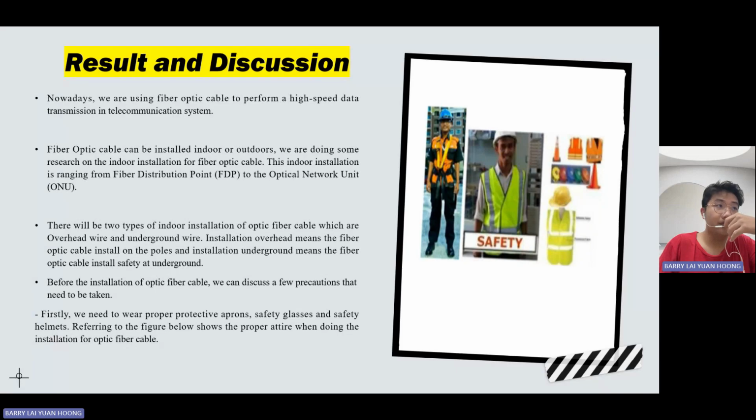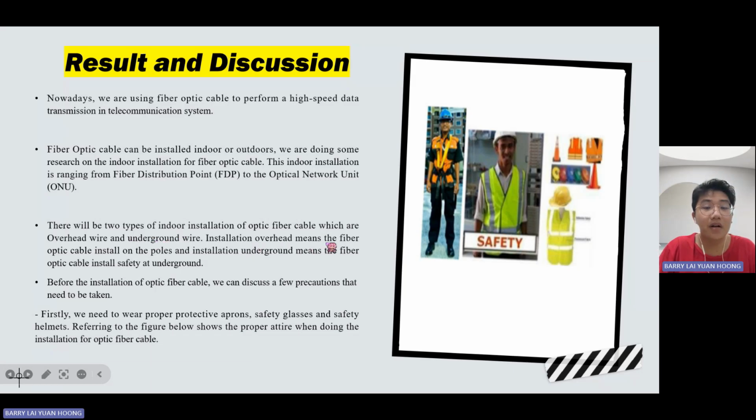Nowadays, we are using fiber optic cable to perform high-speed data transmission in telecommunication systems. Fiber optic cable can be installed indoors or outdoors. We are doing some research on indoor installation for fiber optic cable. The indoor installation ranges from the fiber distribution point (FDP) to an optical network unit (ONU). There are two types of installation of optic fiber cable, which are overhead wire and underground wire.